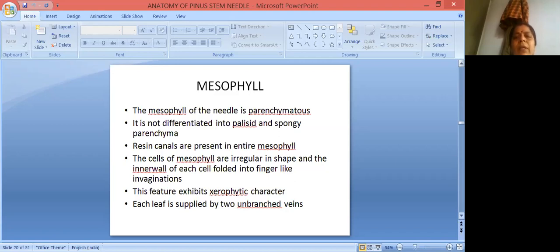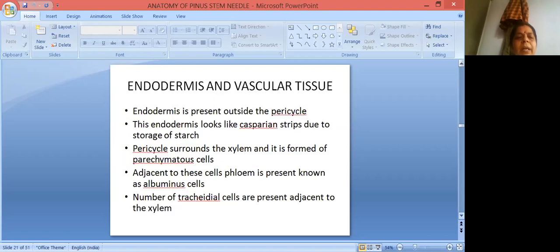Now coming to the endodermis. Endodermis is single layered with barrel-shaped cells and clear Casparian strips. The endodermis is present outside the pericycle above the vascular bundles, and the cells look like Casparian strips because of the storage of starch. Hence, the cells are barrel shaped. The endodermis clearly demarcates the stellar zone from the mesophyll tissue of the needle.